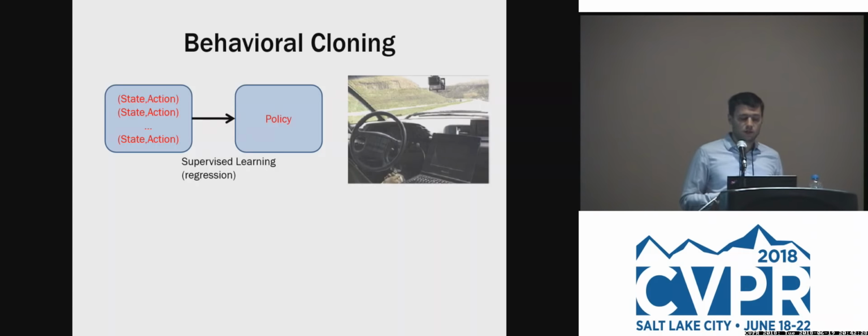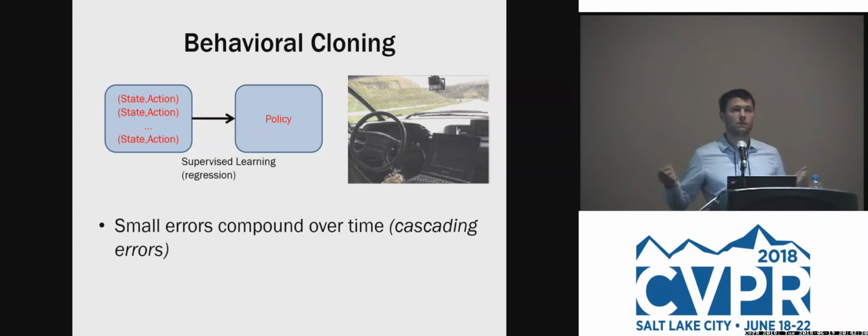It has some limitations. The first one is that small errors can compound over time. The problem is that your learning algorithm is never going to be perfect. It's going to make some small mistakes. These mistakes will lead you to see states or observations that are slightly different from the ones you've seen in your training set.